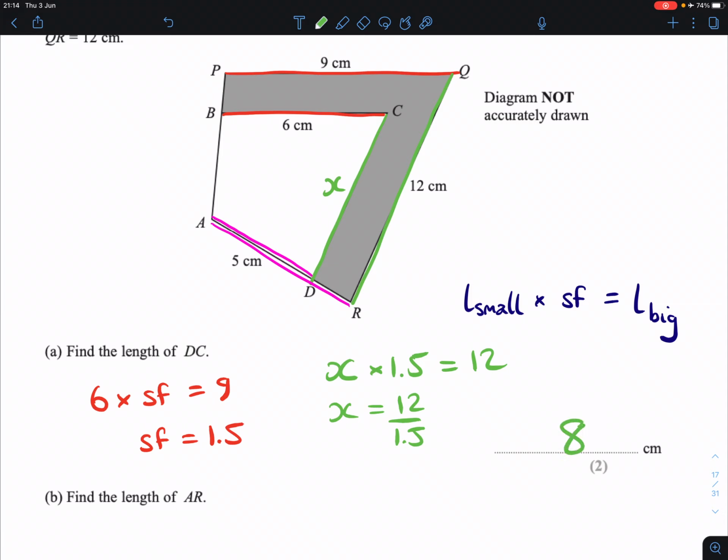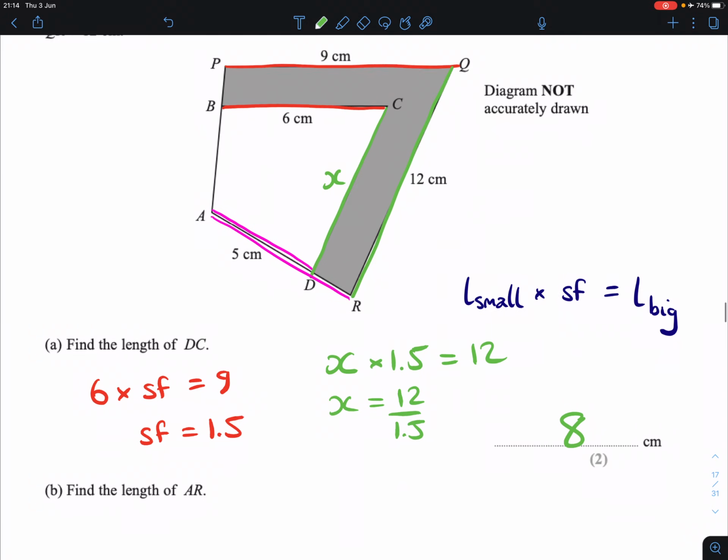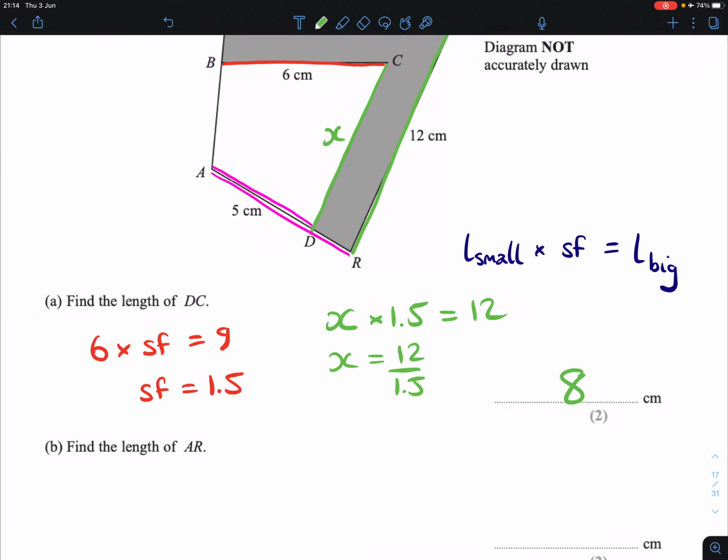Part B, find the length of AR. Well, AR is the longer equivalent if we compare it to 5, so we use this formula again. This time, 5 is the smaller length, and our scale factor is still 1.5 for the length. Multiply those together, and that gives us 7.5 centimeters for AR.